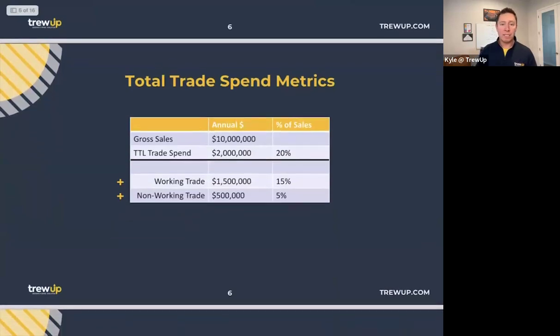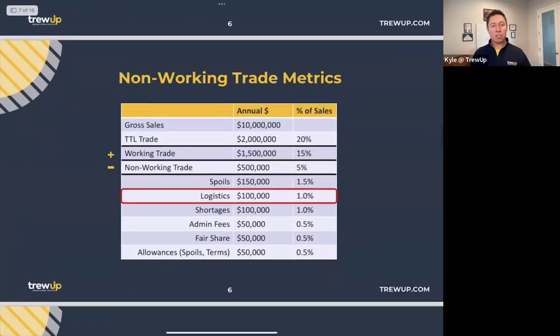So let's dive into the details. I used this as an example in the last video, and we're just going to think about our total trade spend for a moment at the highest level. We've got 10 million in gross sales. We have 2 million in trade spend, which is a 20% spend rate with this account. Underneath that, we've created reporting to be able to break this down by working trade and non-working trade, and that's a 15-5 split. And when you have these, you can then drill in from there to understand within my non-working trade, how does that break down by category? And this is obviously very important so we can start to understand what we can influence.